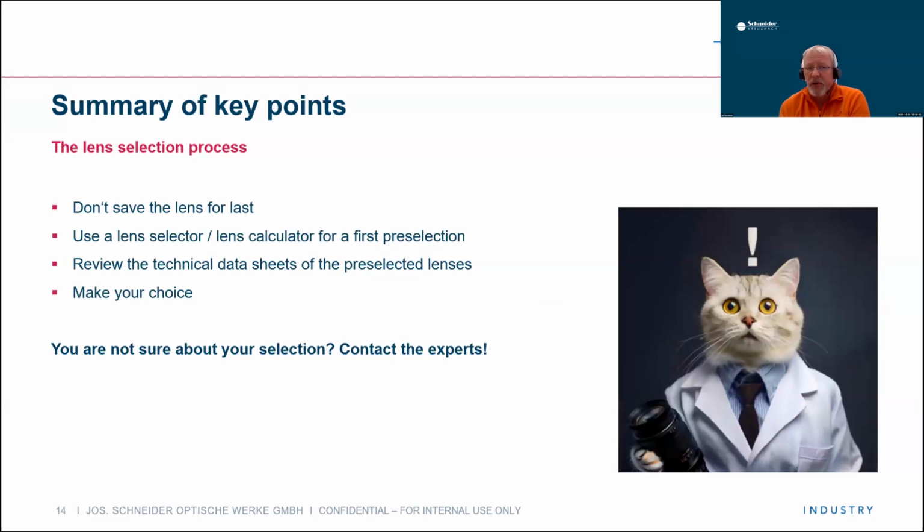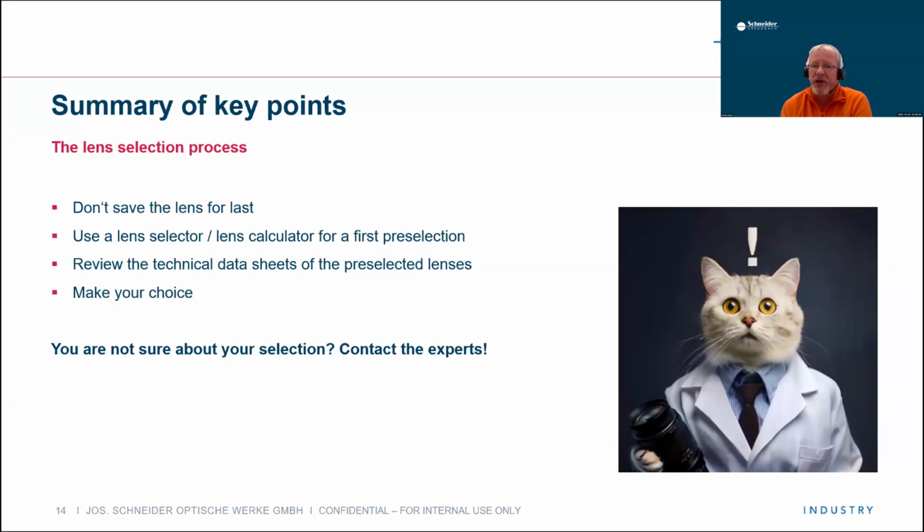So what is a typical lens selection process as we recommended? The first point, don't save the lens for last. When you are designing a vision system, try to consider all components in parallel, meaning a camera, an illumination, and a lens as the, let's say, physics parameters. Software is another story. Consider them really as a package and try to choose them at the same time, weigh every parameter together, and don't leave the lens for last.